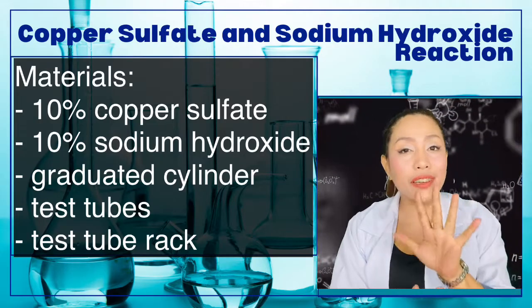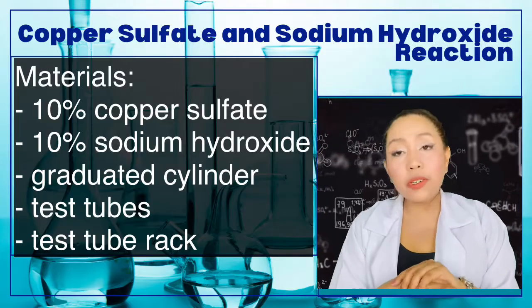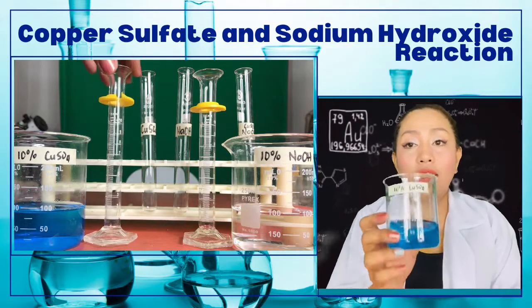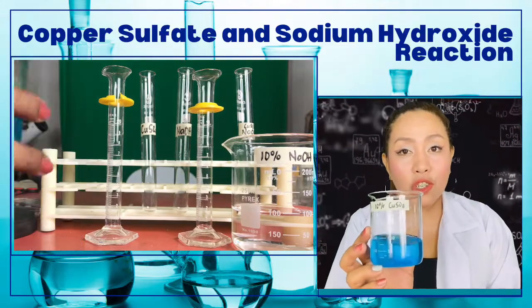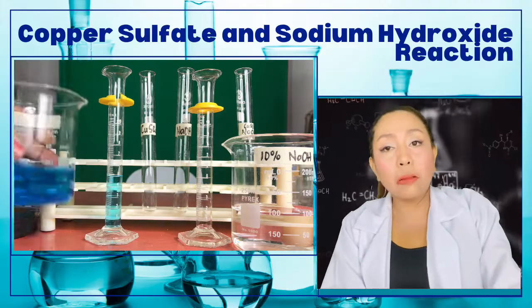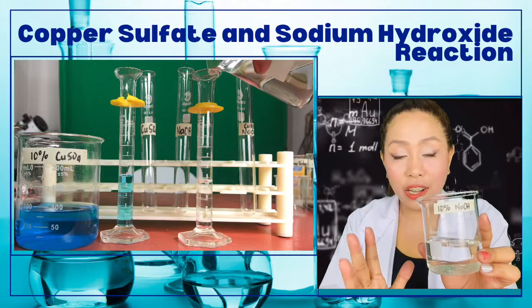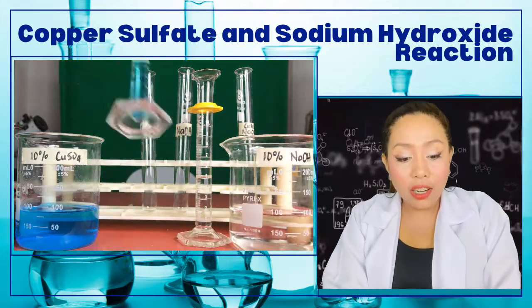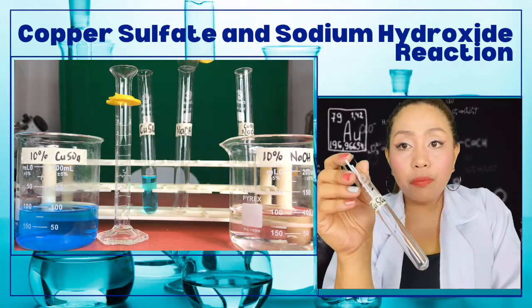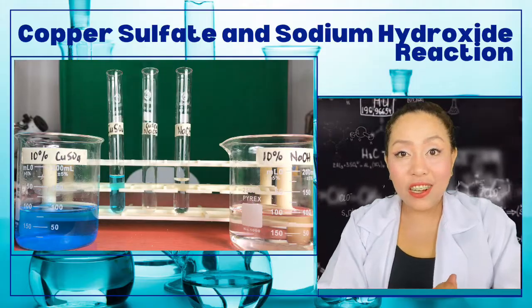Alright, so for our fifth and last experiment, it is entitled Copper Sulfate and Sodium Hydroxide Reaction. So we will be needing the 10% copper sulfate solution which we have prepared a while ago, and also the 10% sodium hydroxide solution which we have prepared also a while ago. And also, we will be pouring these solutions in a test tube, combining the two, and we will observe what will happen. So let's do this.